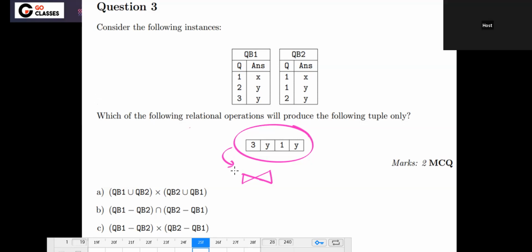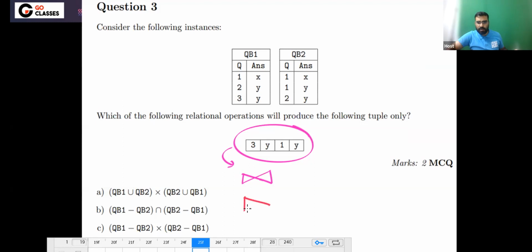So here you can notice the natural join cannot produce this tuple. What about conditional join or theta join? Yes, that can produce. Cross product can also produce, because you have 4 attributes here. So cross product can produce.